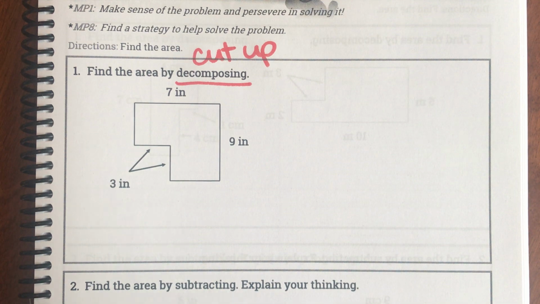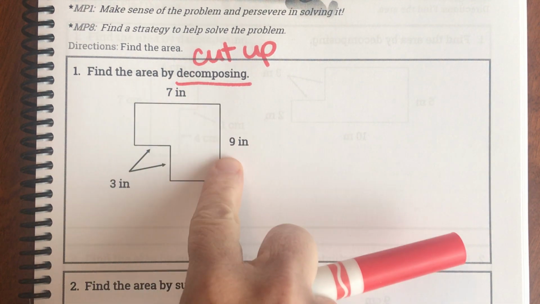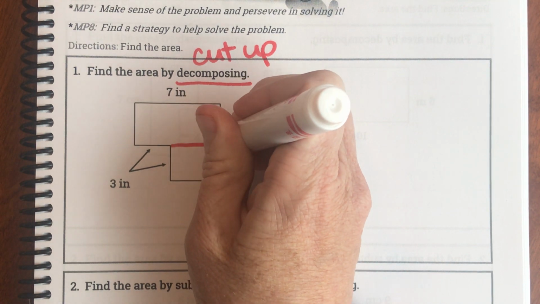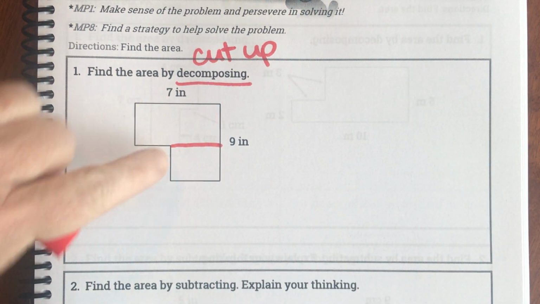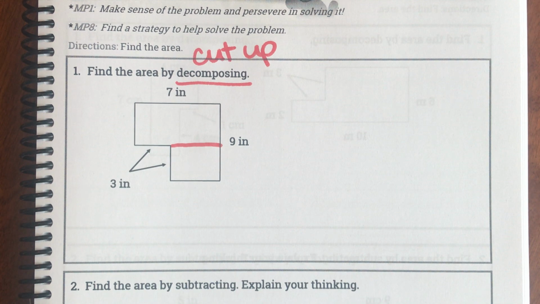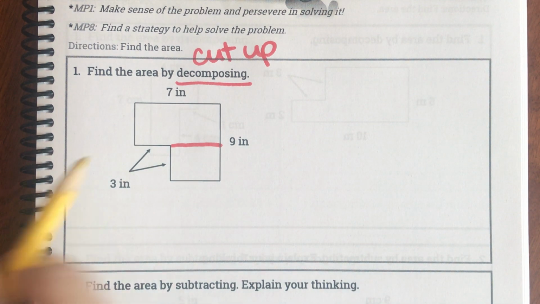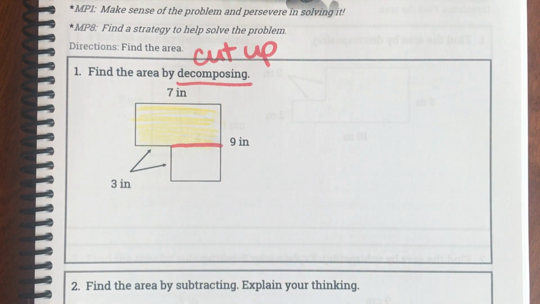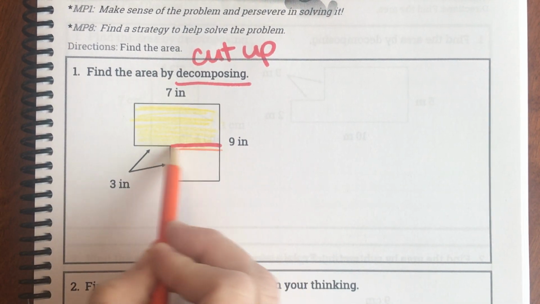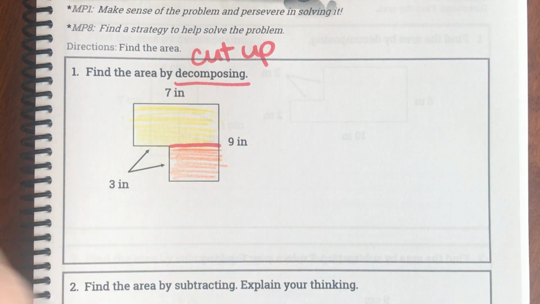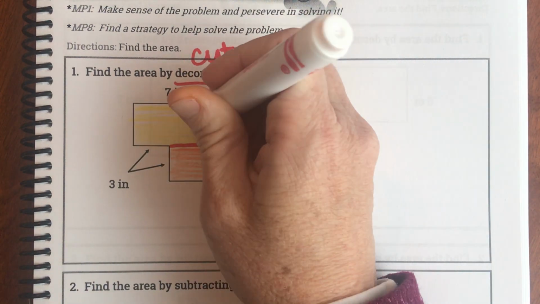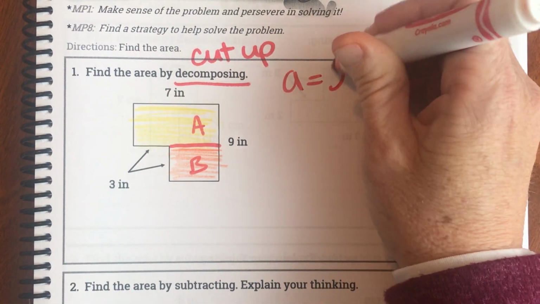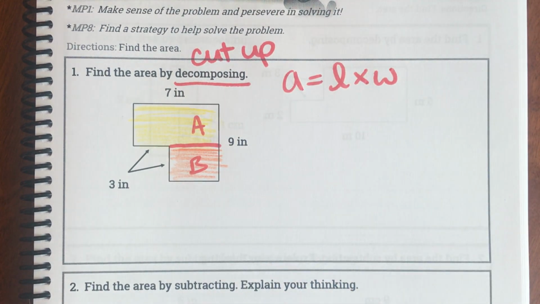Okay, so I need to cut this complex or complicated figure into 2 rectangles. So I could just do it here. I could have also done it there. There's not a right way. Okay, I need to find the area of each of my rectangles. So, and I could maybe label them. Maybe this will be A and B. Okay, and remember my formula is length times width is what area equals.